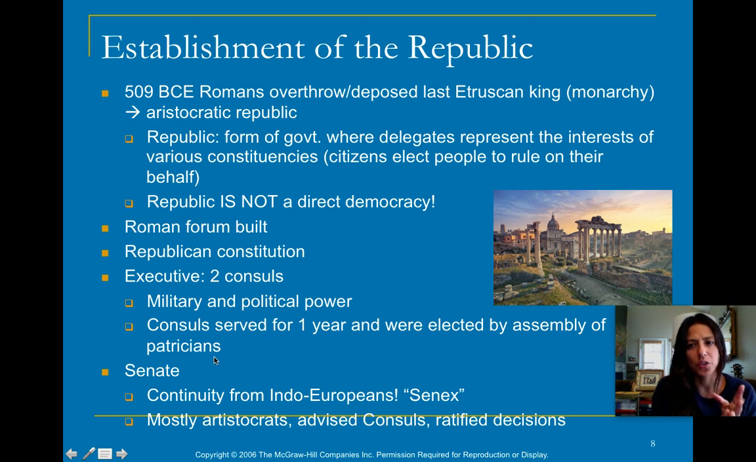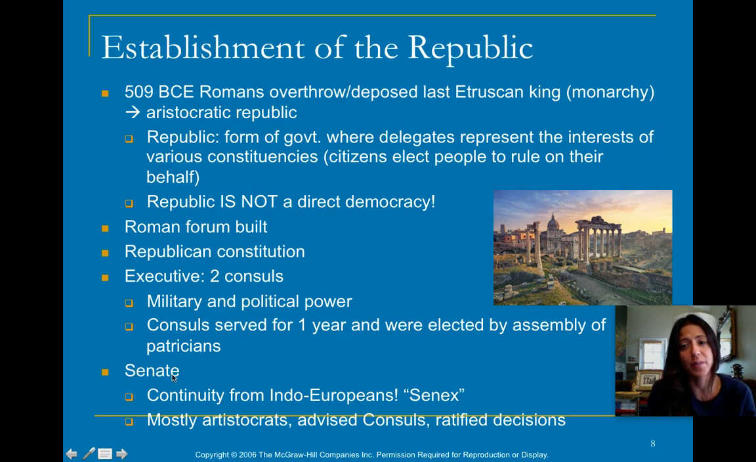Patricians are the rich aristocratic classes, not to be confused with the plebeians, which are the lower classes. So there's two classes mostly. There's the plebeians and there's the patricians. Okay, so what we see at first is that the Roman government, once they depose the Etruscans, is going to be serving the interests or the needs of the rich.